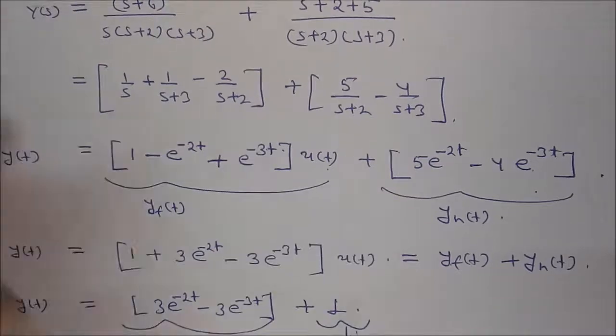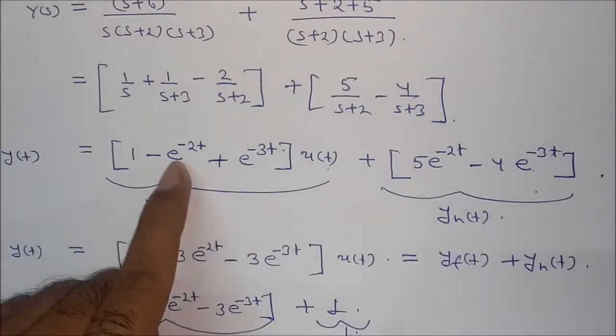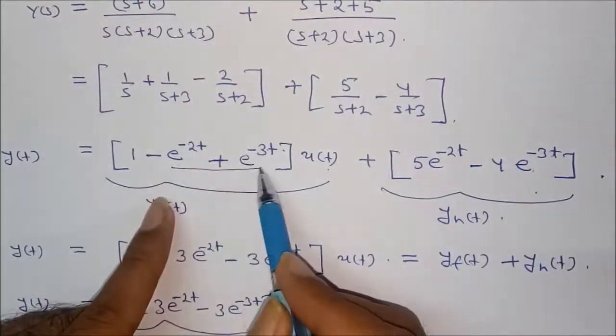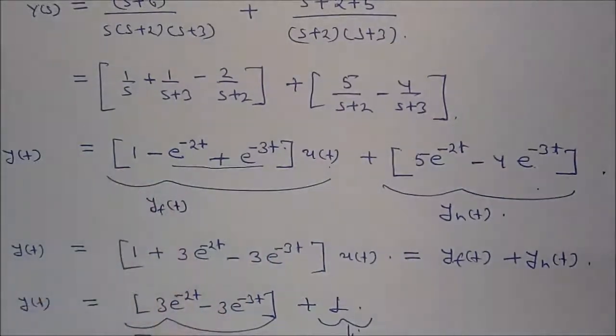You can see here, what is this one? This is forced response. This section is temporary. This section is what? Permanent. So it comprises both temporary and permanent response. Is it okay? But natural response is what? That is always a temporary response.